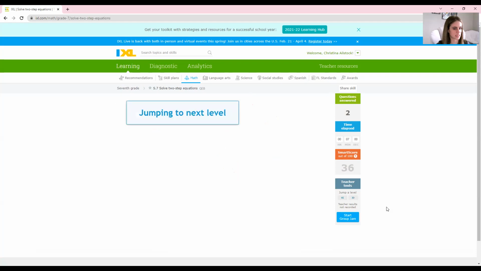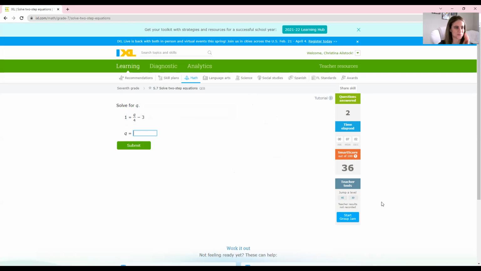Let's bump it up, see if we can find a slightly harder one. Here's a good one. Okay, 1 is equal to q over 4 minus 3. So it's okay that our equation is flipped. It doesn't matter. If we draw that line, that tells us that we need to focus in on the side with the variable, because that's what we want to move everything over to the other side. So here we're going to focus in on this q. We're dividing it by 4. That's what that fraction is, because fractions are a way to represent division. So that is q divided by 4.